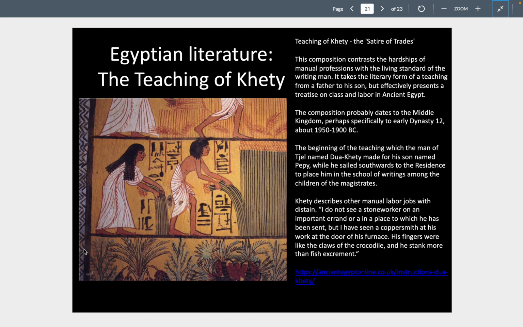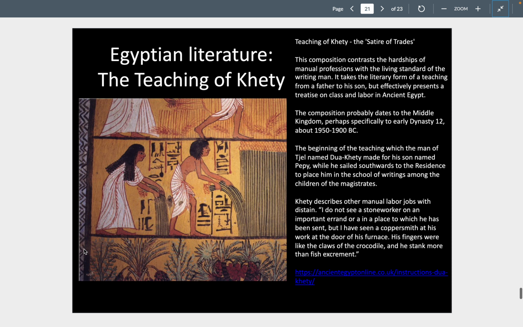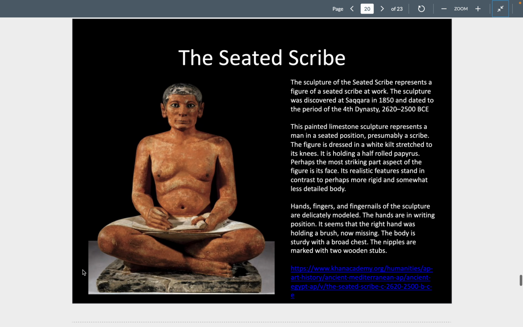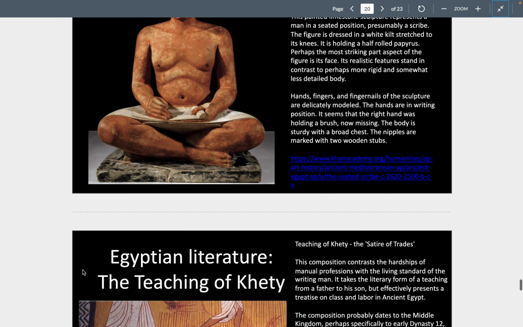Also from the Egyptians, we have a lot of literature, not only literature on the books of the dead. Now, we don't have the kind of literature that the Greeks write in terms of metaphysics. How do we know what we know? But we have found a scroll called the Teaching of Keti. And in the Teaching of Keti, it's a father who is taking his son to learn how to be a scribe, to learn how to write. And the son doesn't want to go.